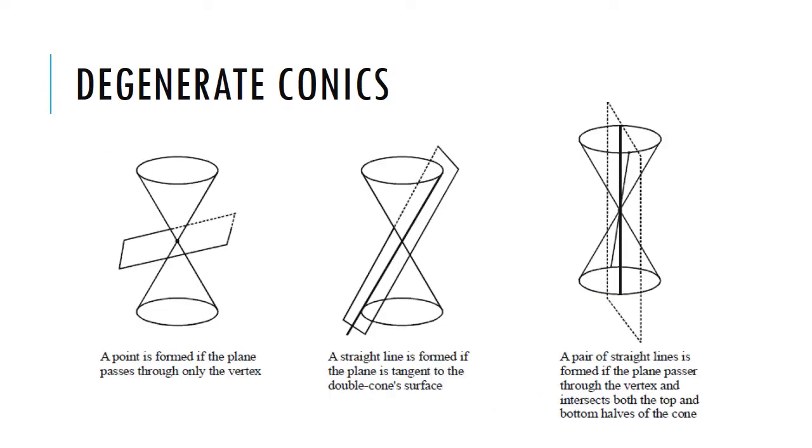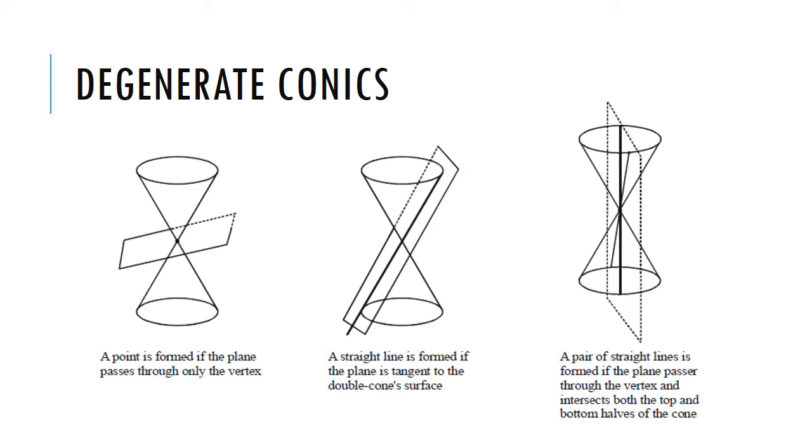There are also other conic sections called degenerate conics. If the plane passes through only the common vertex of the cones, a point is formed. A straight line is formed if the plane is tangent to the double cone's surface. And a pair of straight lines is formed if the plane passes through the vertex and intersects both the top and bottom halves of the cone.